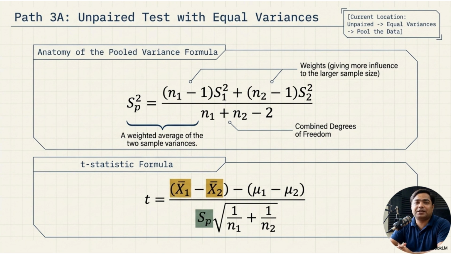The formula uses n1 minus 1 times s1 squared plus n2 minus 1 times s2 squared. Then this is divided by n1 plus n2 minus 2. That denominator is also the degrees of freedom for this test.